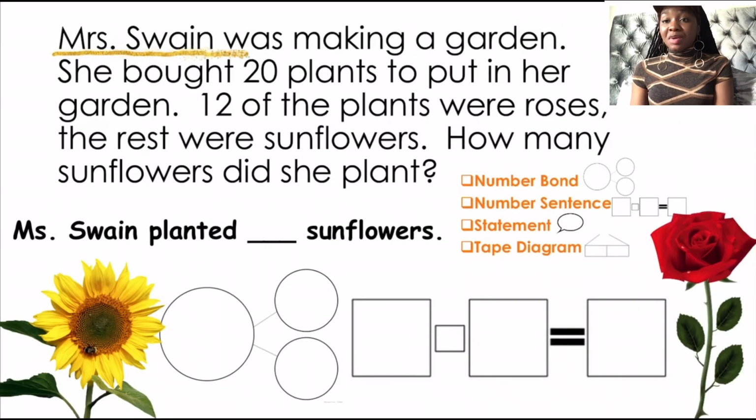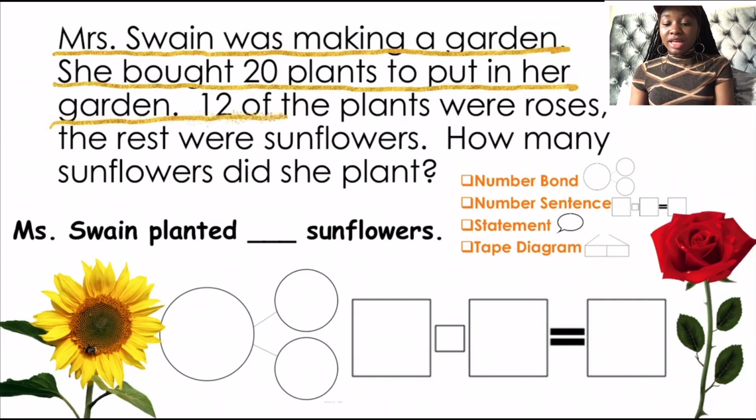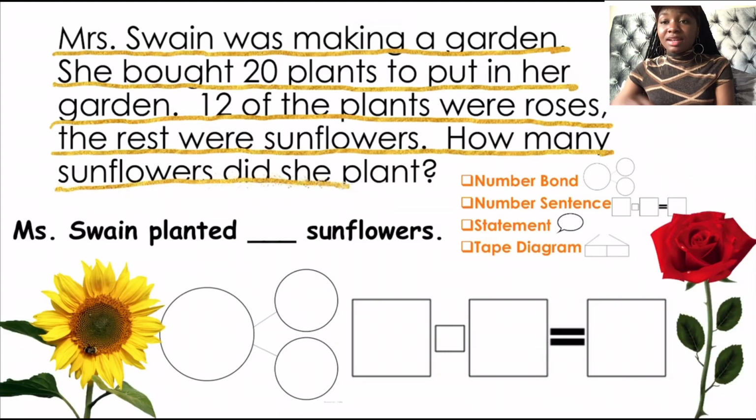Miss Swain was making a garden. She bought 20 plants to put in her garden. 12 of the plants were roses. The rest were sunflowers. How many sunflowers did she plant?